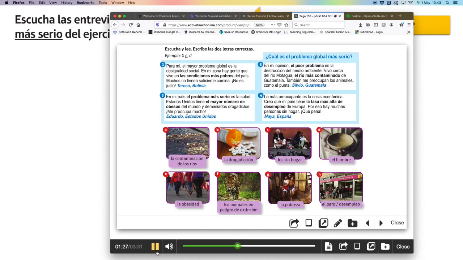2. Óscar, ¿cuál es el problema más serio para ti? La destrucción del medio ambiente y, sobre todo, la contaminación de los ríos y los mares. El hambre es un problema serio, pero si no hay agua, no hay futuro. ¿Qué hay que hacer? Hay que cuidar el planeta.